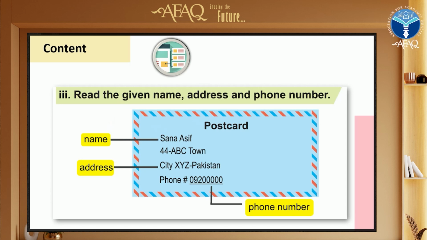address and phone number. Address is the place where the person is living, where you are sending that letter, and then phone number. Name, address and phone number. These are some important pieces of information you need to remember and learn.